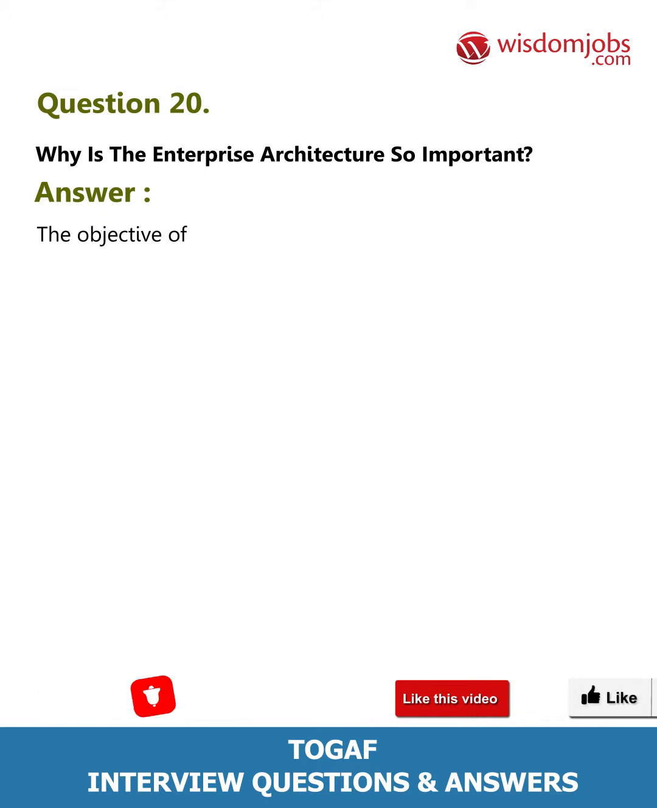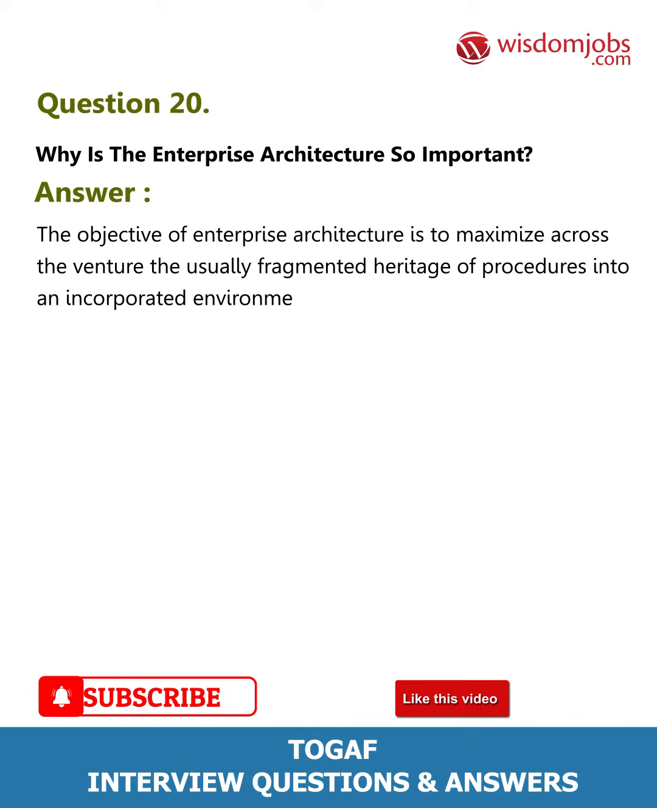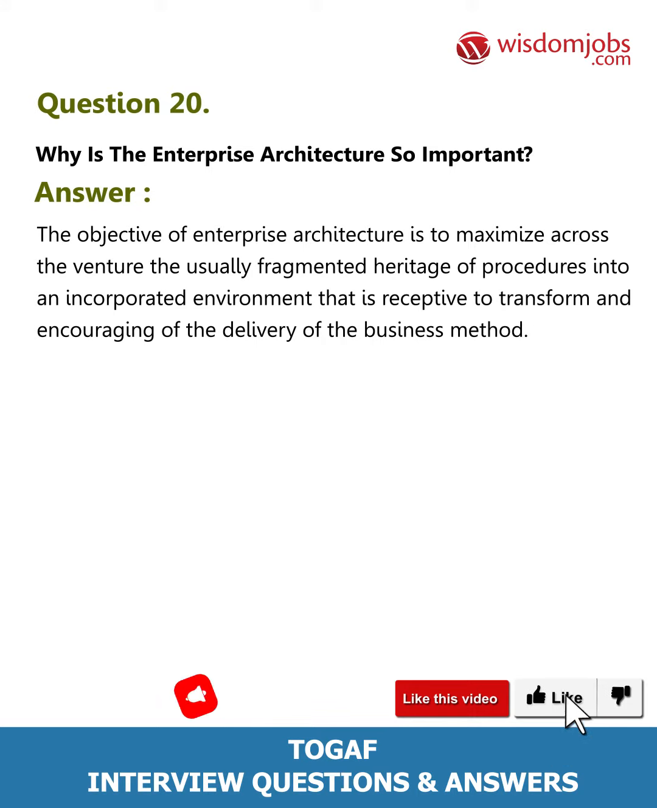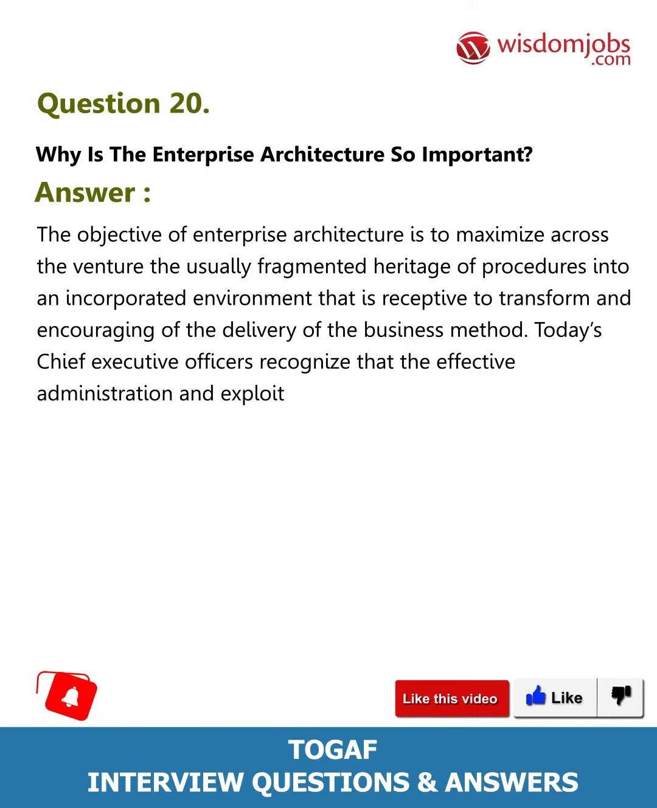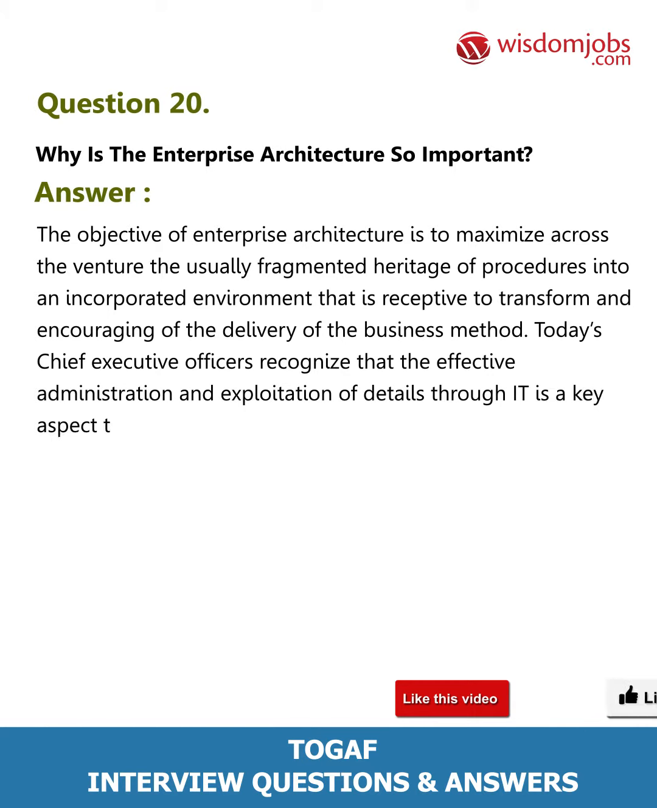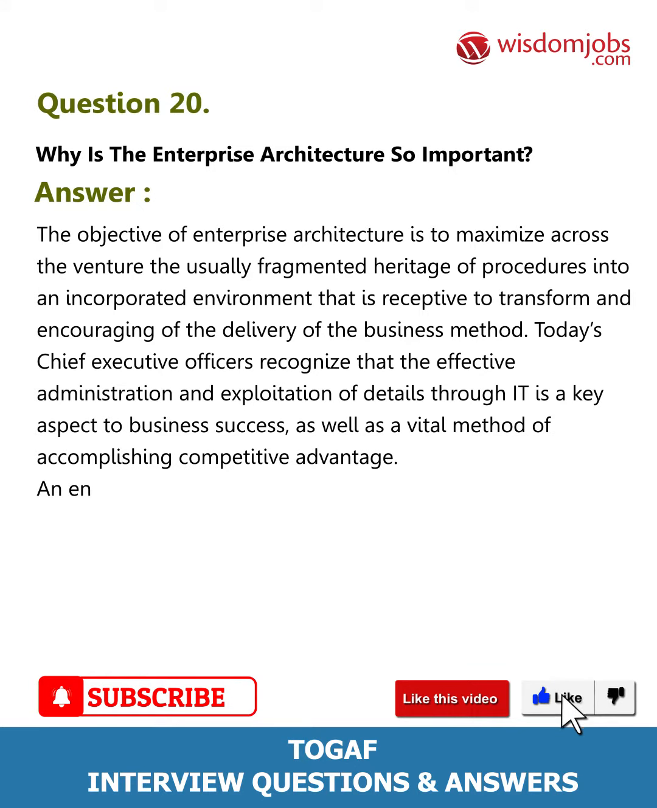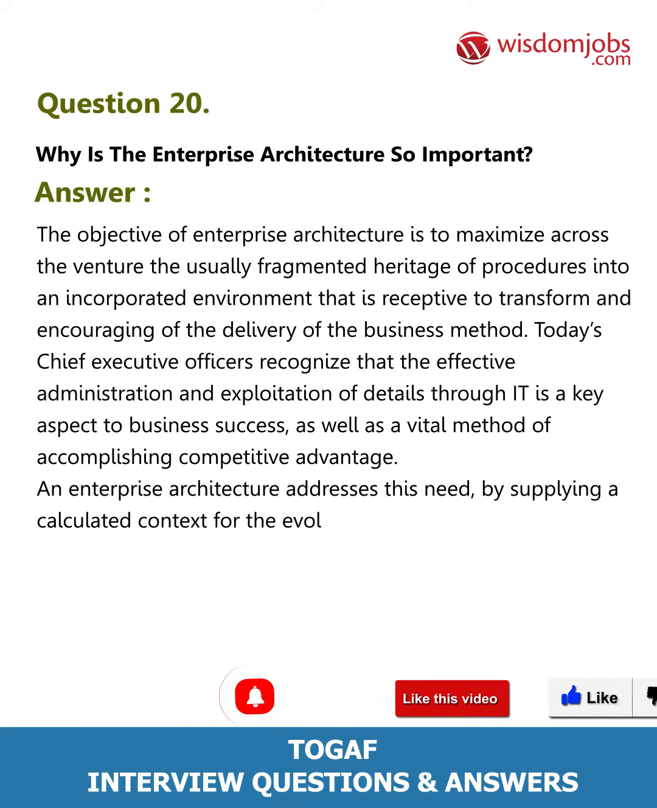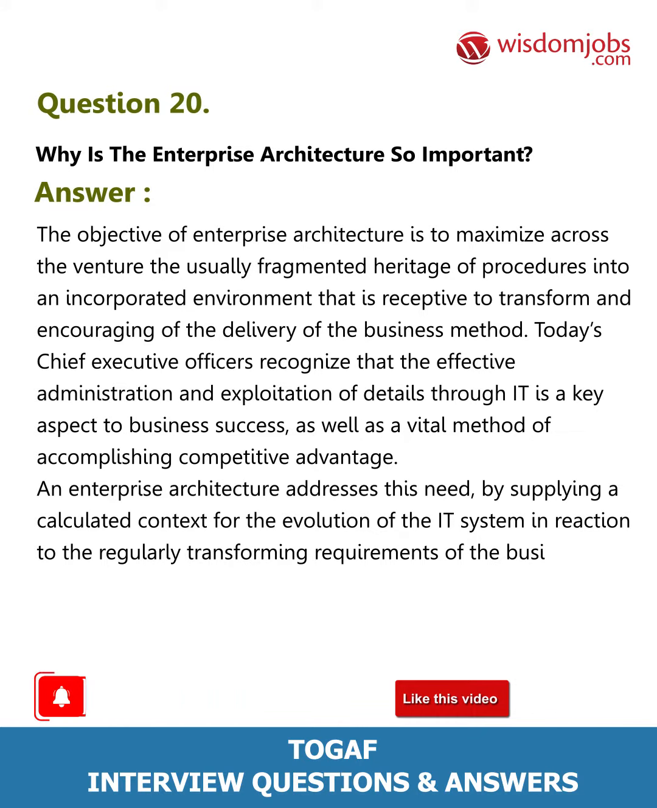Question 20. Why is the enterprise architecture so important? Answer. The objective of enterprise architecture is to maximize across the venture the usually fragmented heritage of procedures into an incorporated environment that is receptive to transform and encouraging of the delivery of the business method. Today's chief executive officers recognize that the effective administration and exploitation of details through IT is a key aspect to business success, as well as a vital method of accomplishing competitive advantage. An enterprise architecture addresses this need by supplying a calculated context for the evolution of the IT system in reaction to the regularly transforming requirements of the business setting.